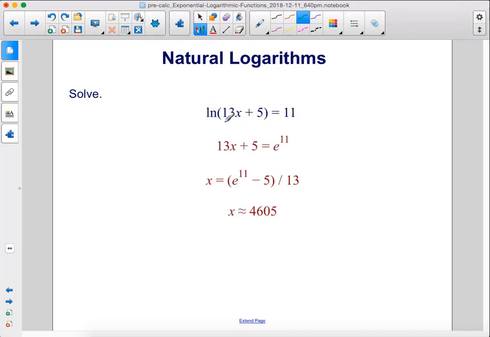Since we're starting with the natural log, we will raise e to both sides of the equation, which will cancel out the natural log over here and leave us with 13x plus 5 on the left and e to the 11th power on the right. Then we can use some algebra, so subtract the 5, divide by 13. You can put this into your calculator, and we get that x is approximately equal to 4,605.